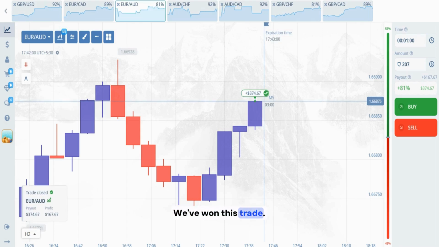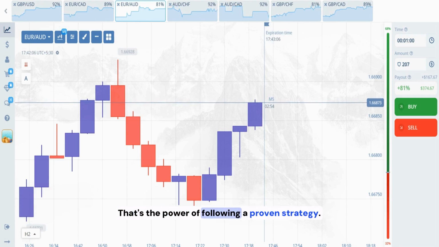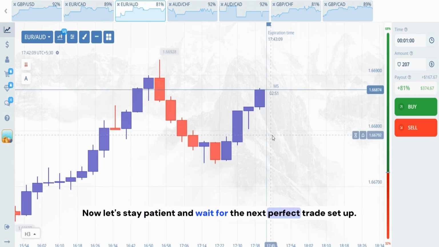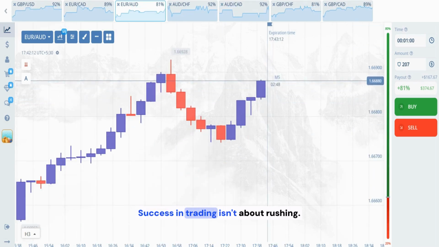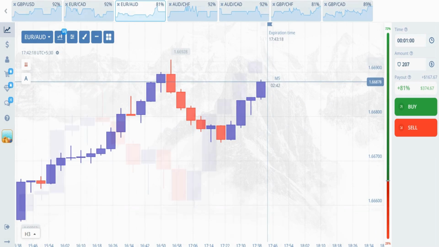We've won this trade. This setup worked exactly as planned, resulting in a profitable outcome. That's the power of following a proven strategy. Now let's stay patient and wait for the next perfect trade setup. Success in trading isn't about rushing. It's about sticking to the rules and waiting for the right opportunities to come to you.